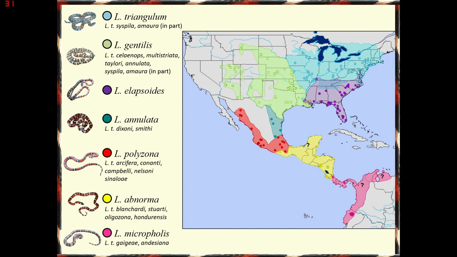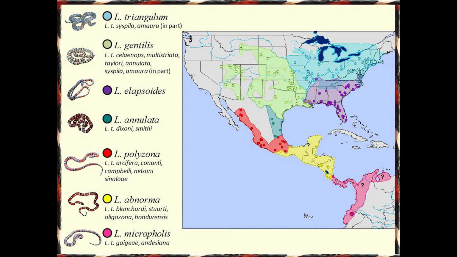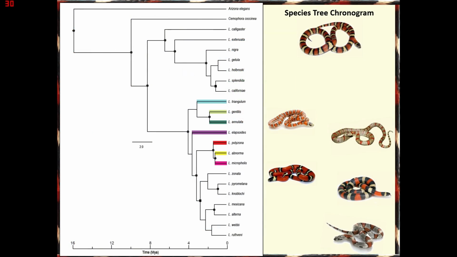We have gentilis in the western US. We've got elapsoides in the southeast, annulata in eastern Mexico, polyzona in western Mexico, abnorma throughout Central America, and micropholus picking up in Costa Rica and all the way down into South America. We look at the species tree, we see that we've got pretty high support for a lot of our relationships among taxa.